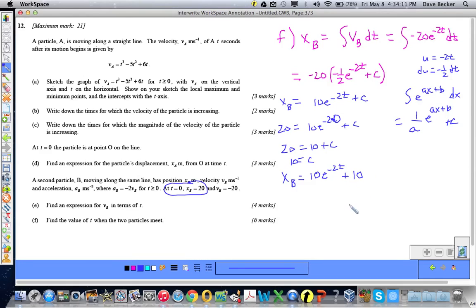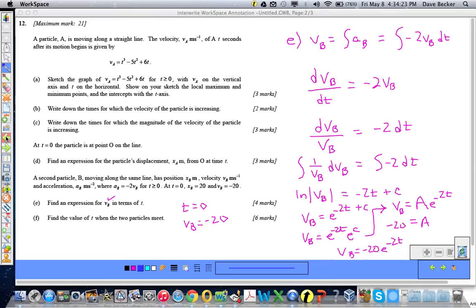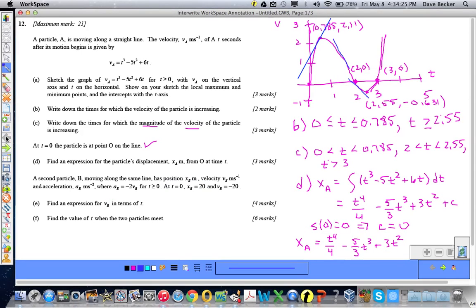And they're going to meet when x sub b equals x sub a. And where did we get x sub a? Was that on this page? Nope. We got it up here. Oh, right here, t to the fourth. This one right here. So let me copy that.